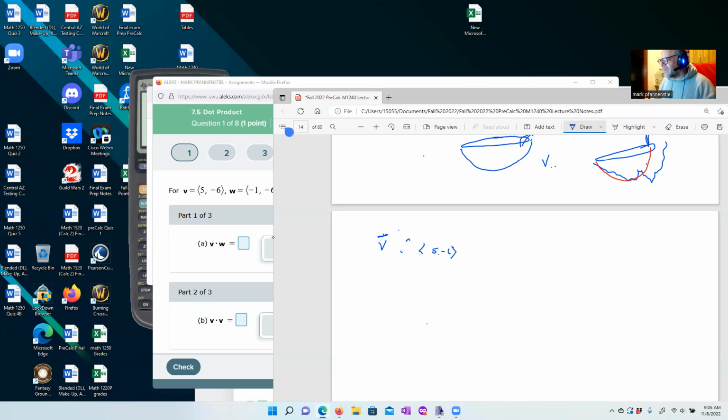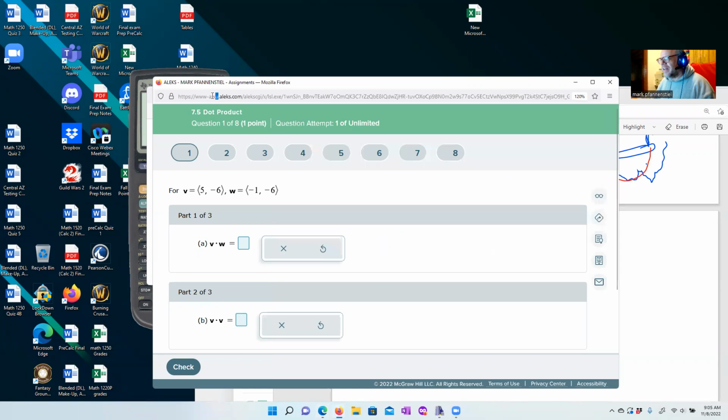There are several ways to represent vectors. Not all textbooks do it the exact same way, but this is a pretty common way, though there are other ways. So 5i hat minus 6j hat would be component form. And then w, they give us a bracket, -1, -6, which is going to be negative i hat minus 6j hat. So that's how we do that.